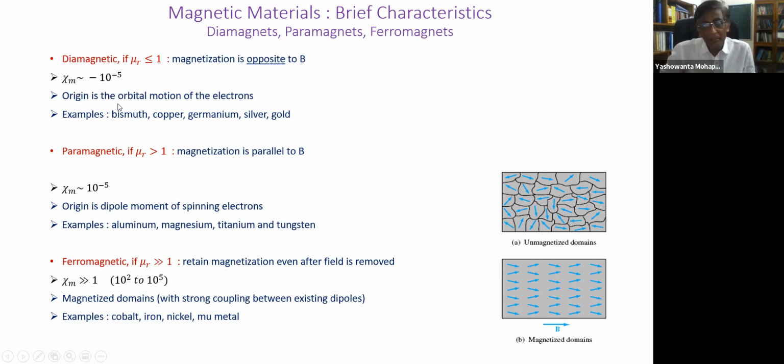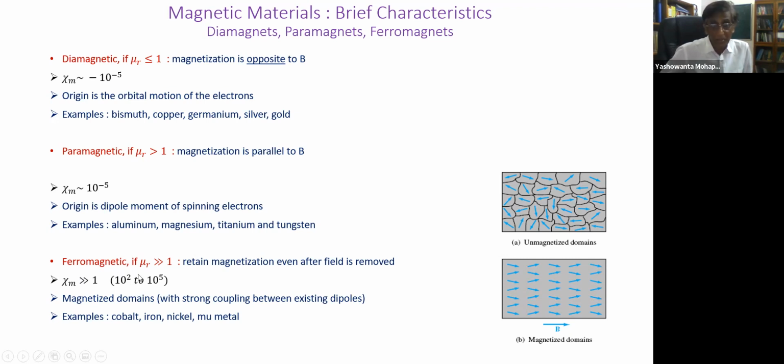The origin of diamagnetism is in the orbital motion of the electrons. I'll explain that briefly. The examples we have seen: bismuth, copper, germanium, silver, gold. Most of these materials which are non-magnetic are diamagnetic. Okay. Paramagnetic, here the induced magnetization is parallel to the field, and this is also quite weak, but it's positive. This was negative, it is positive. And the origin is the dipole moment of the spinning electron. Okay, examples: aluminum, magnesium, titanium, tungsten. All right. And in ferromagnetic, the relative permeability can be much, much larger, and chi m is much larger, but this is a non-linear material.